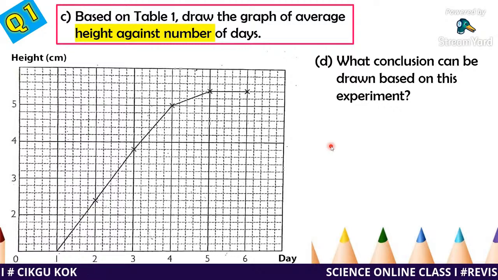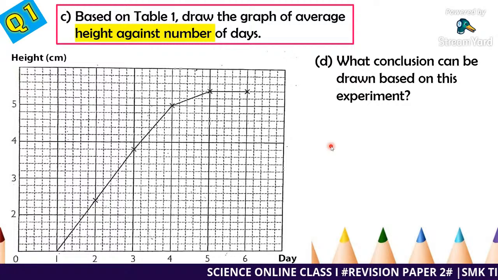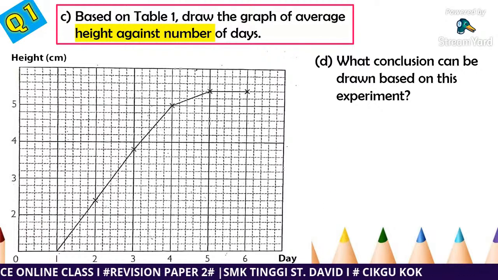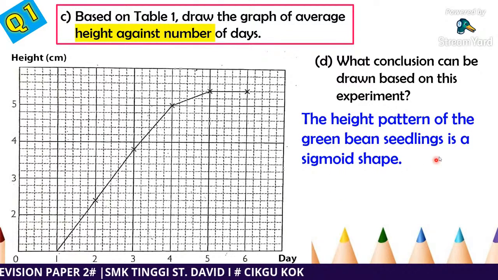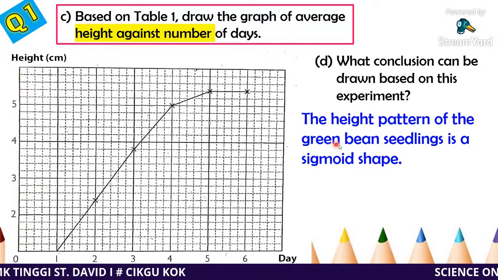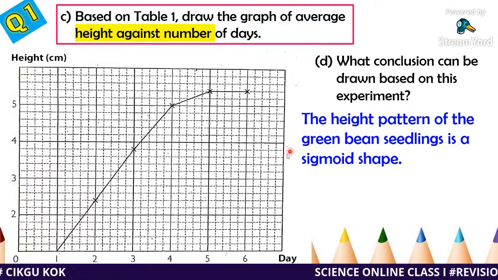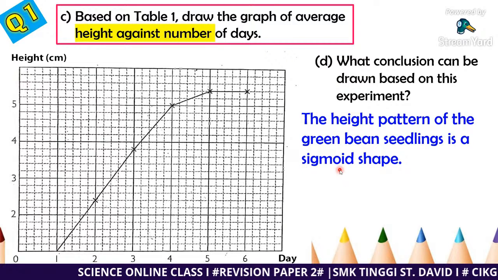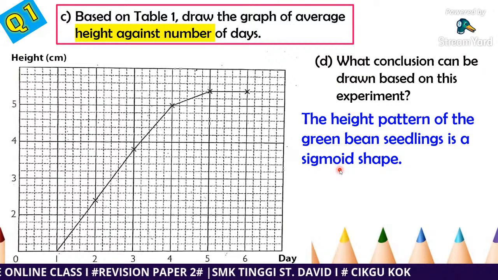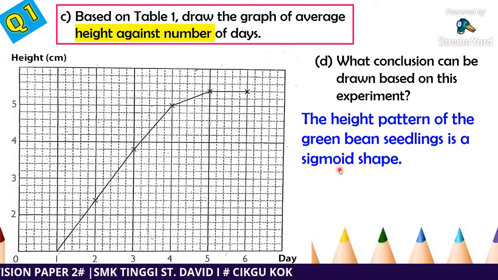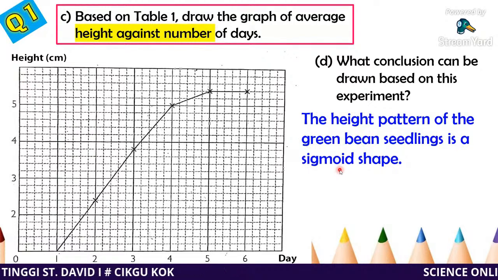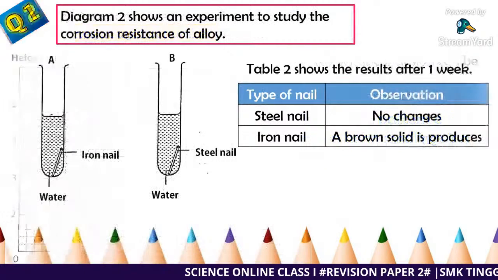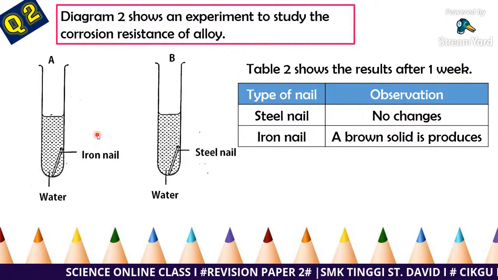Okay, if nobody knows, then I just show my answer. The growing shape of the plant. The height pattern of the green bean seedling is a sigmoid shape. Okay, the keyword is sigmoid. That means just like the S shape. They go up, after that they curve a little bit, after that they're bending, then become constant. So that one we call sigmoid. Okay, then we go to question number 2.